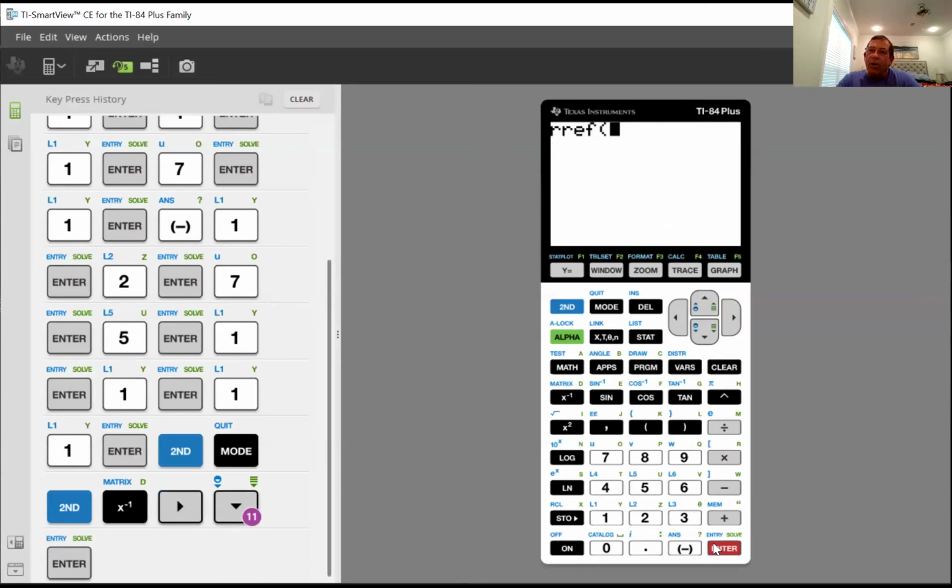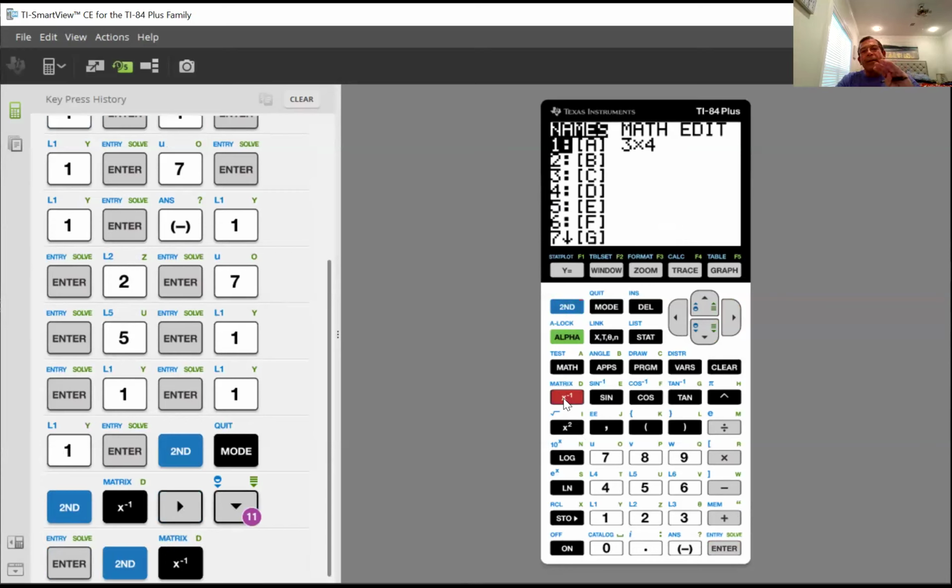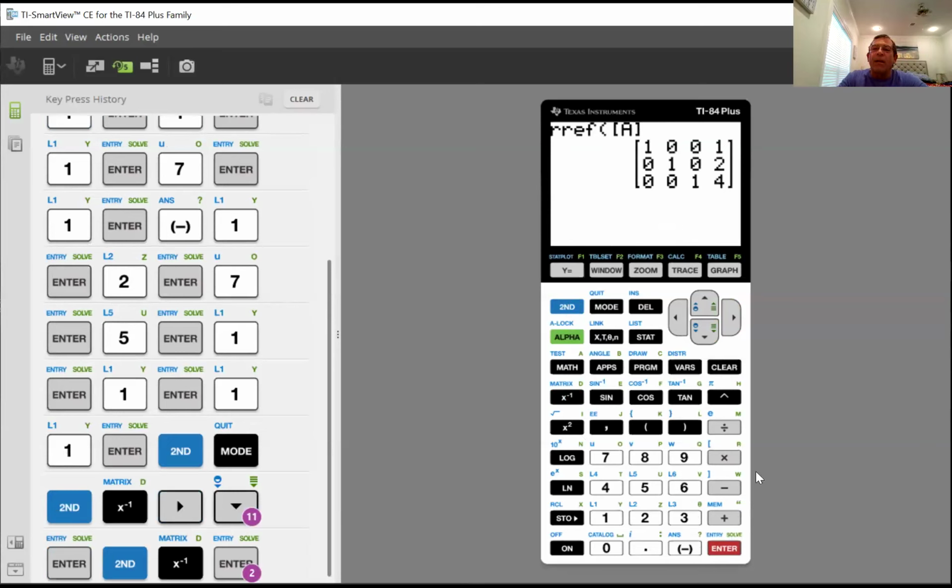So now that you got RREF on there, you're going to go back second x negative 1 again. And since our matrix is in A, we're just going to hit enter because it's already highlighted on 1. And it brings it to the screen. So now the calculator will reduce this. And remember, the right column is my answers, X, Y, Z. So that means X is 1, Y is 2, and Z is 4.